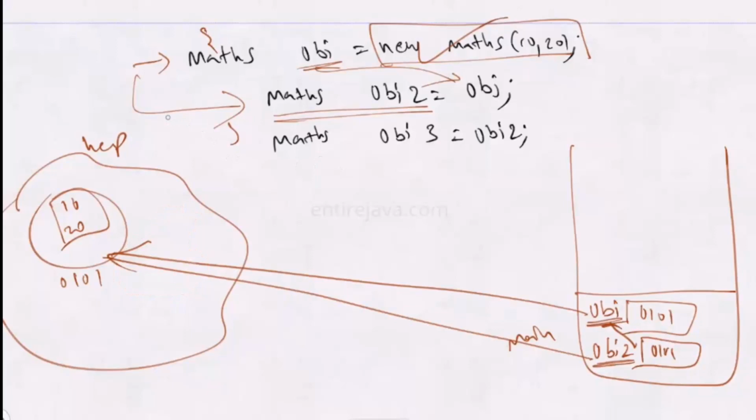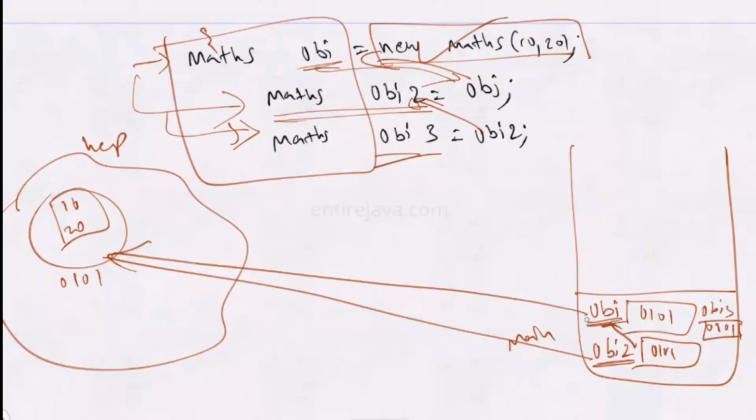Similarly, we have object 3, which is holding the value which object 2 is holding, which in turn is holding the value of object. So even object 3 will hold the same value. So all these reference variables are holding information on the location where the object is residing. Hope that makes sense. So now the million-dollar question: why do we need to store objects in heap memory?